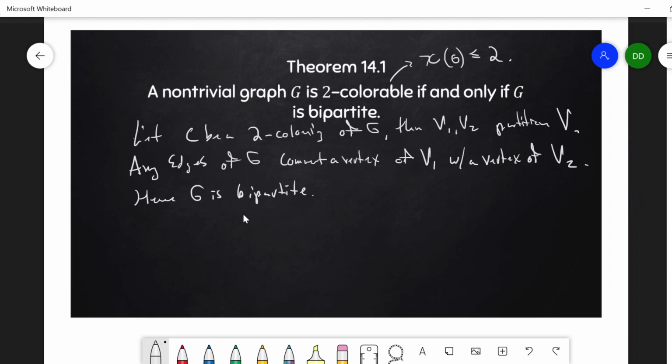And of course, if G is bipartite, right? So pick a bipartite graph. How about C6 here? It is bipartite, and we can color it with two colors, right? So this even cycle is colored 1, 2, 1, 2, 1, 2. It's bipartite with partite sets V1, which would be this vertex, this vertex, and this vertex, and V2, the other three vertices. And so it's bipartite.